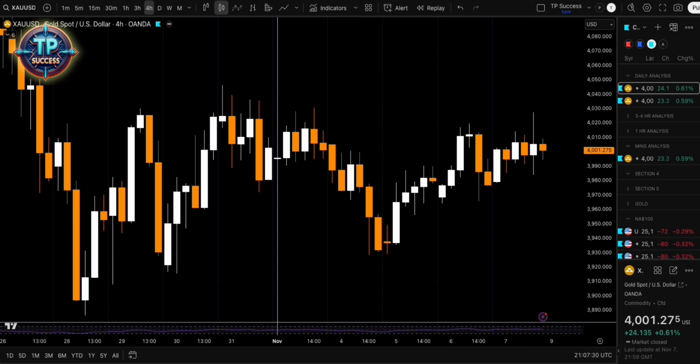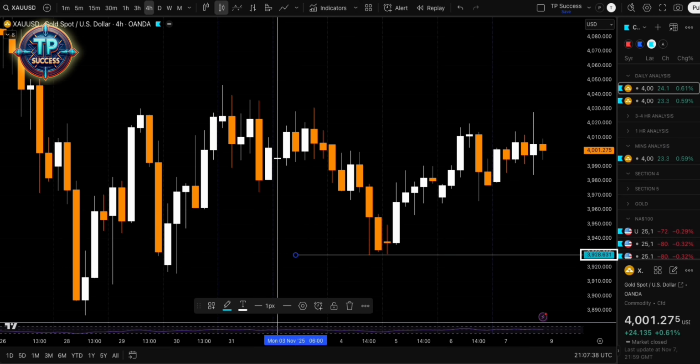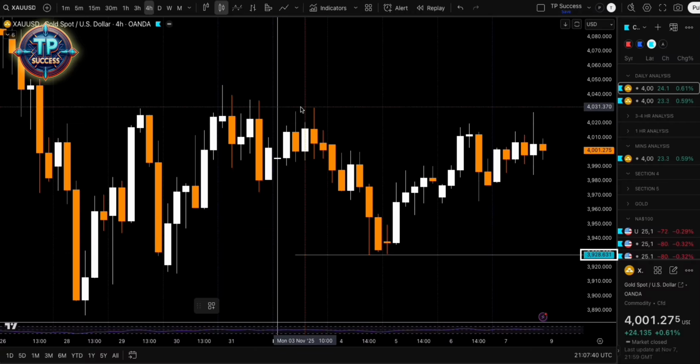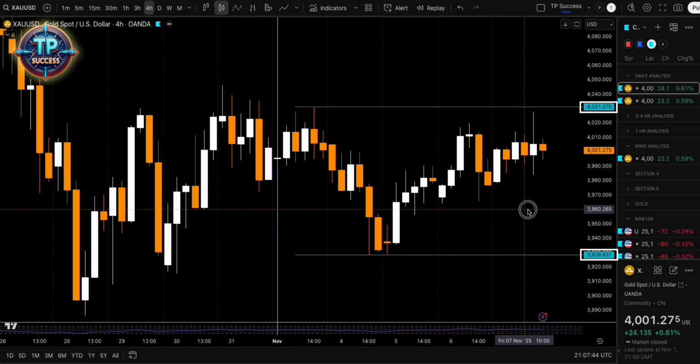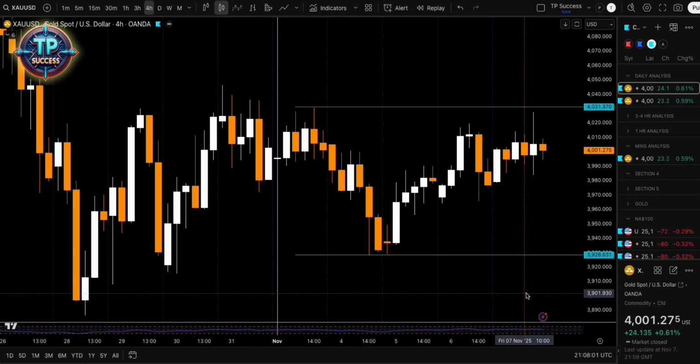The weekly low of last week was set for us at this level right here, and the weekly high was set for us at this level right here. So these are the two levels that we want to see how price interacts with. On the low side, we're looking at 3,928, and on the high side, we're looking at 4,031. If either one of these levels is taken out, depending on how it's taken out, we need to be looking for moves in the corresponding direction.